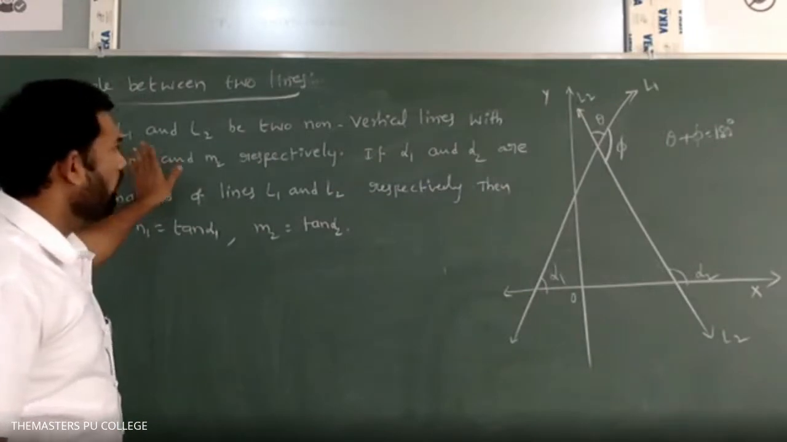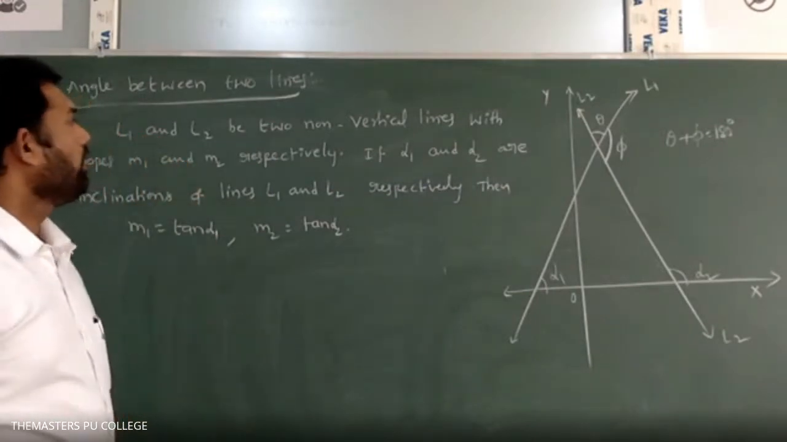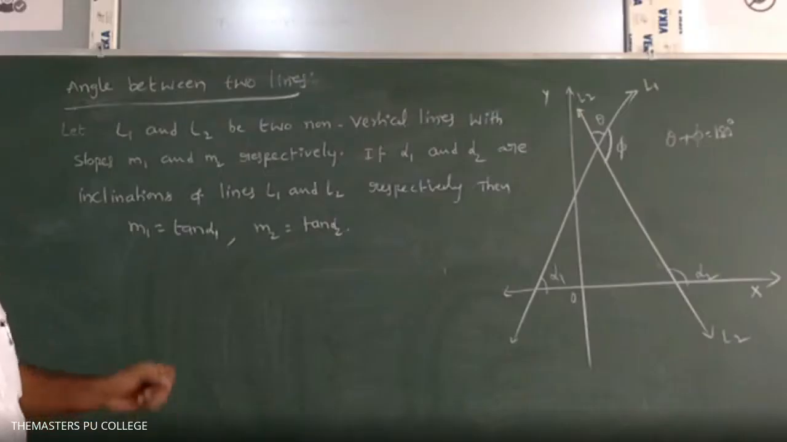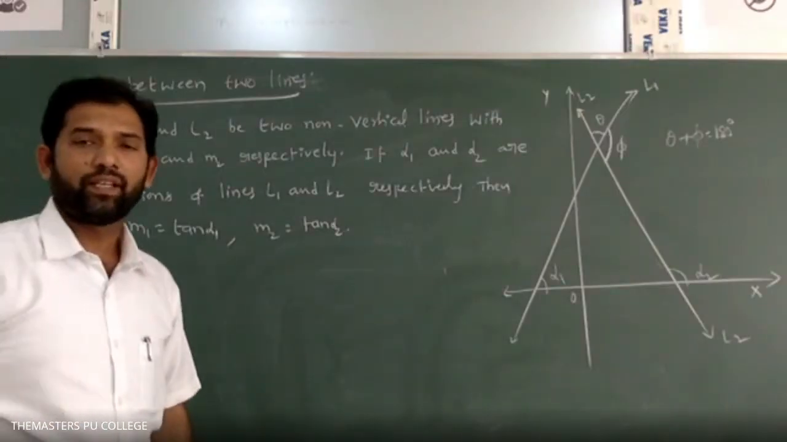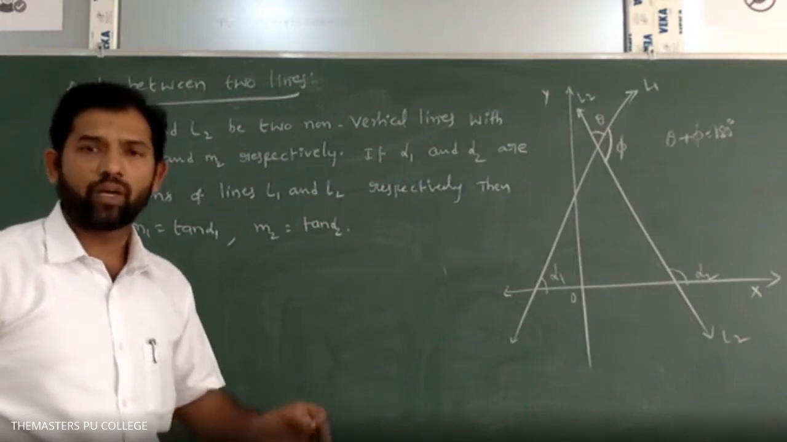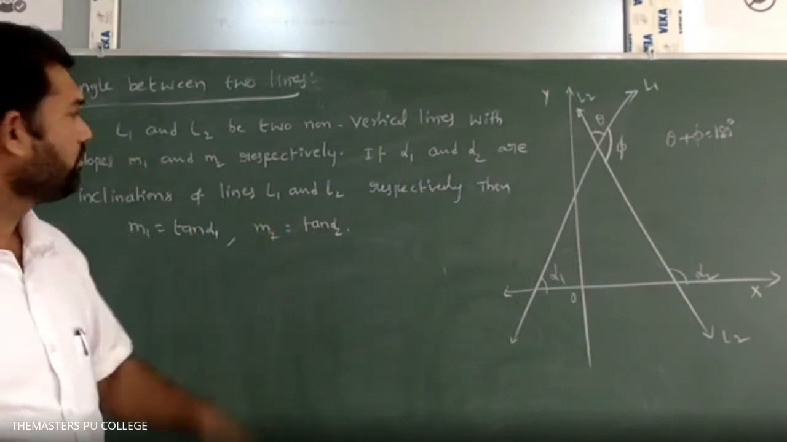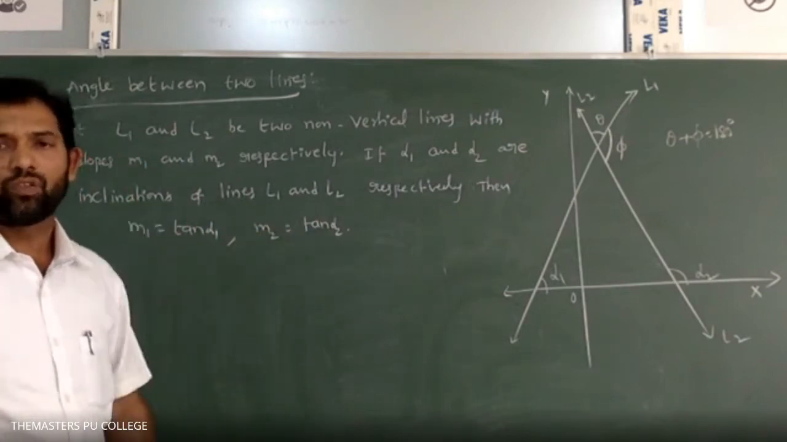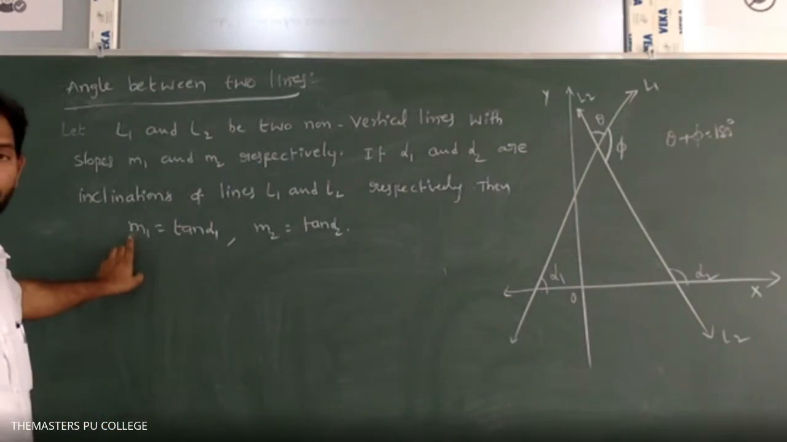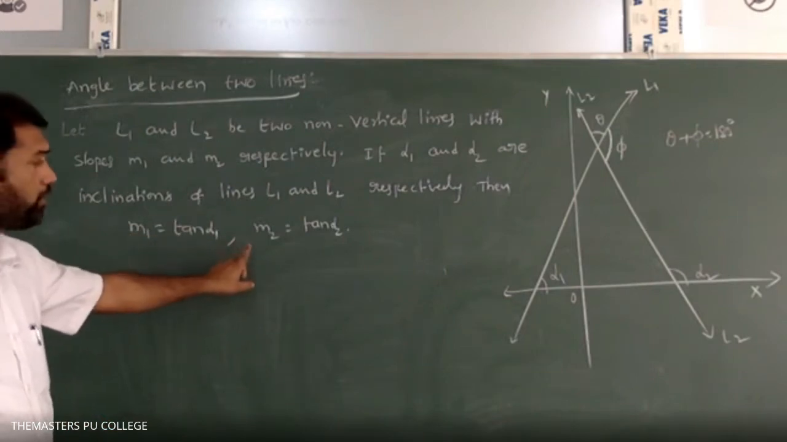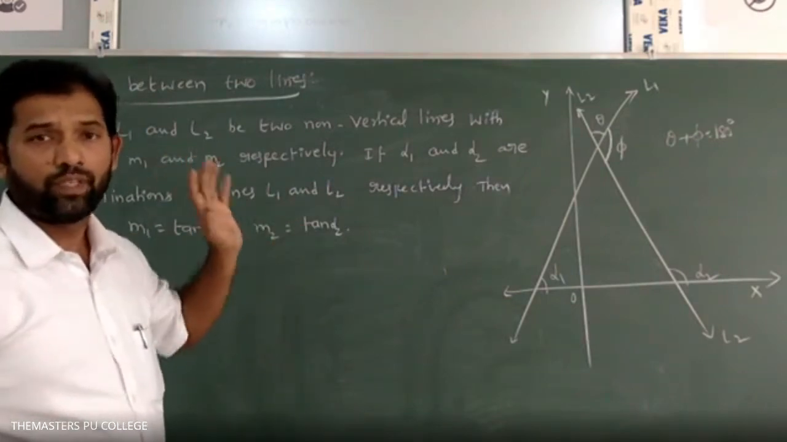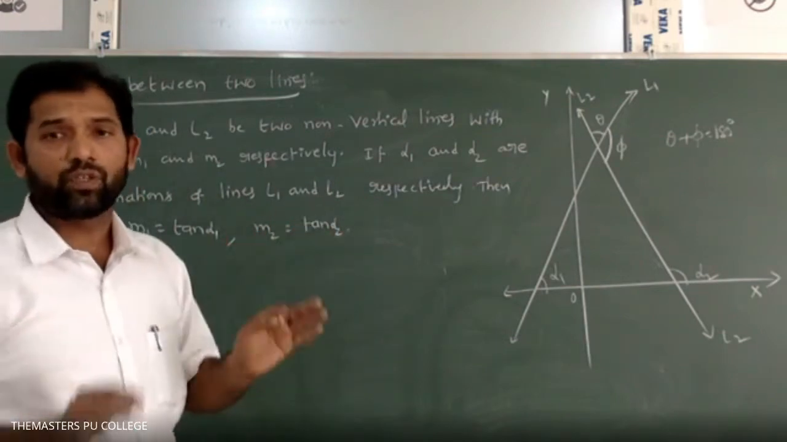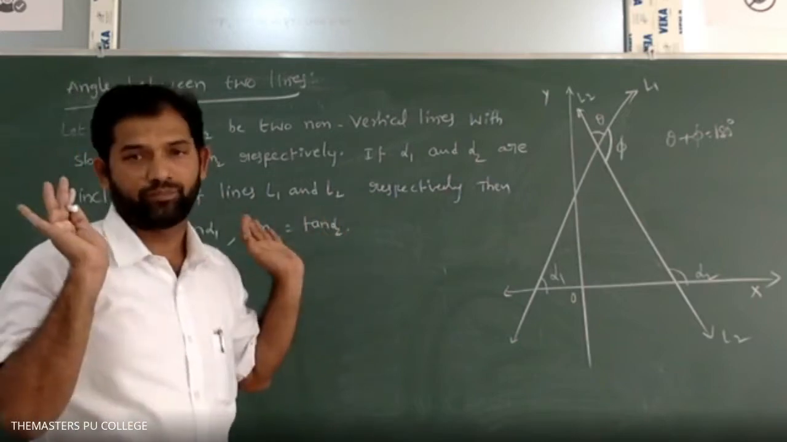Let L1 and L2 be two non-vertical lines with slopes m1 and m2 respectively. If alpha 1 and alpha 2 are the inclinations of the lines L1 and L2 respectively, then m1 is equal to tan alpha 1, m2 is equal to tan alpha 2. This one we observed from the diagram, right?